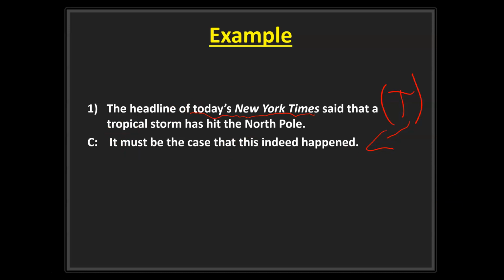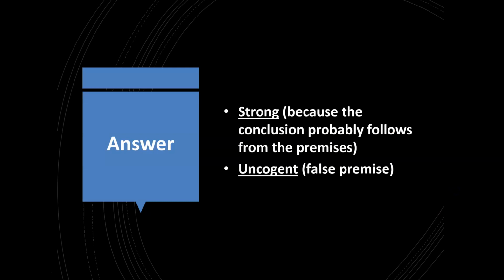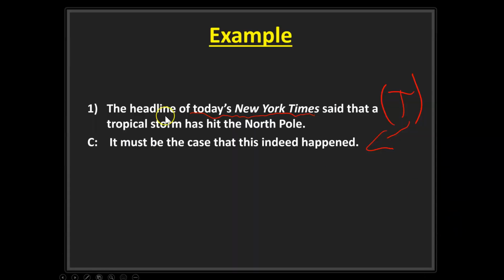Oh, whoops, I'll let you work it out. This argument is strong because the conclusion probably follows from the premises, but it's uncogent because there's a false premise. Right? If this were true, this would follow. Strong. Then you go back for the cogency check. I can almost guarantee you there's never been a time when a tropical storm has hit the North Pole. This has got to be false, so false premise. So we got all those strong.